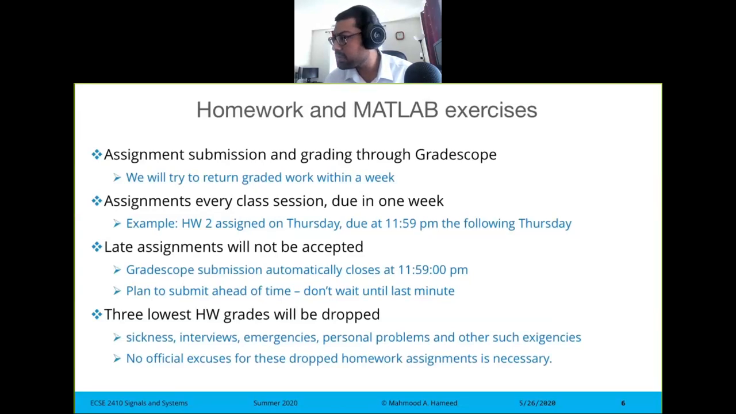Let's see, are we getting homework assigned both today and tomorrow? Yes, it will be, but it will not be a time consuming one. They will be very simple.